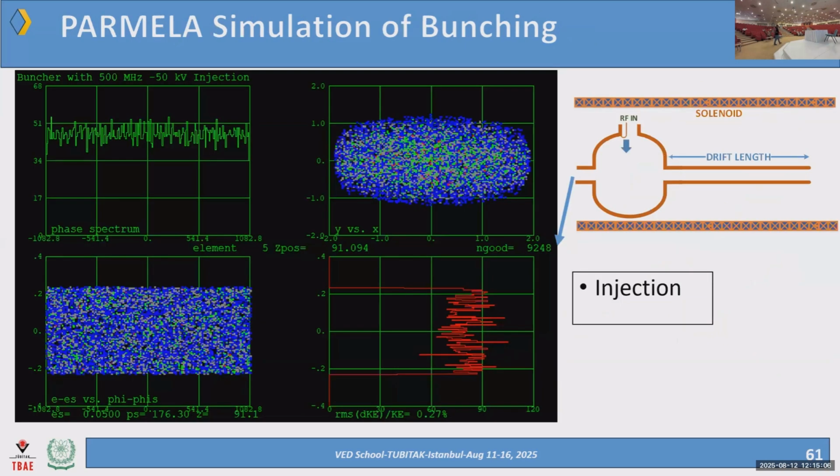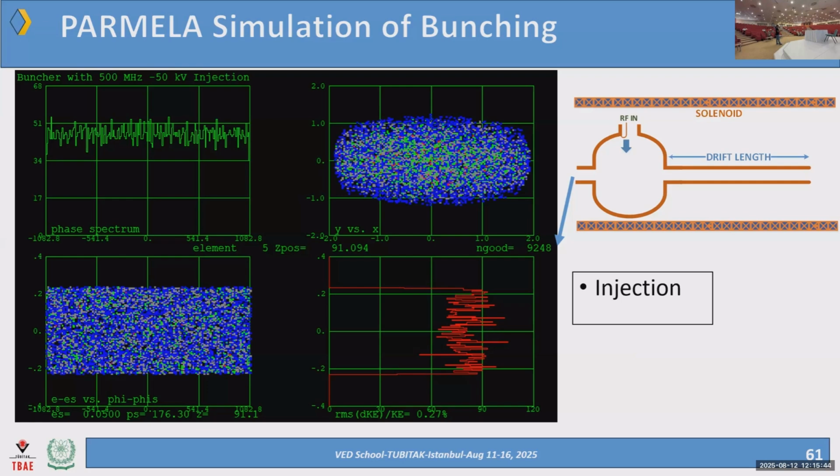Okay, this is the result of the PARMELA. We can discuss it in detail, but let me quickly go through the results. This is the injection. The electrons with every sort of phase are injected at the input of the cavity. This is the phase diagram. The phase diagram means the phase spectrum where the phase of every particle is plotted with respect to the synchronous particle. Okay, this plot is the spot of the beam, X and Y.